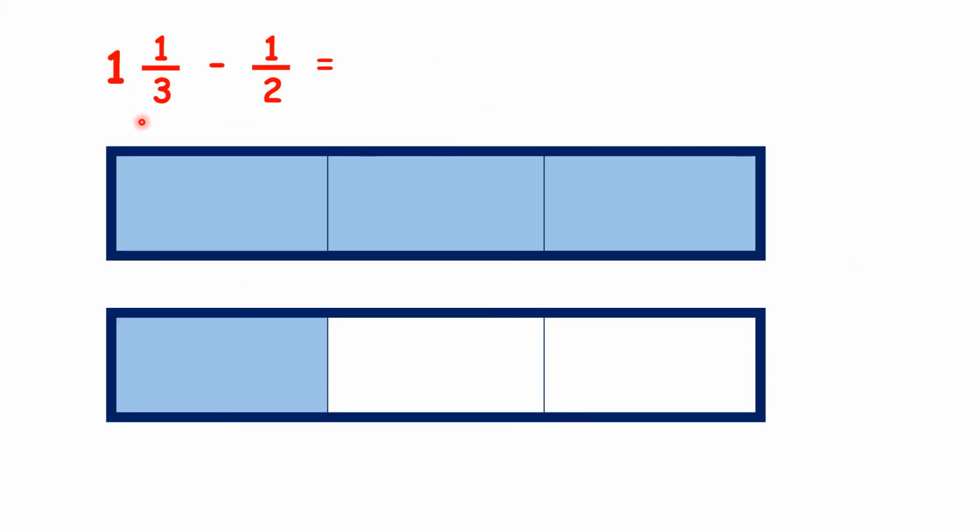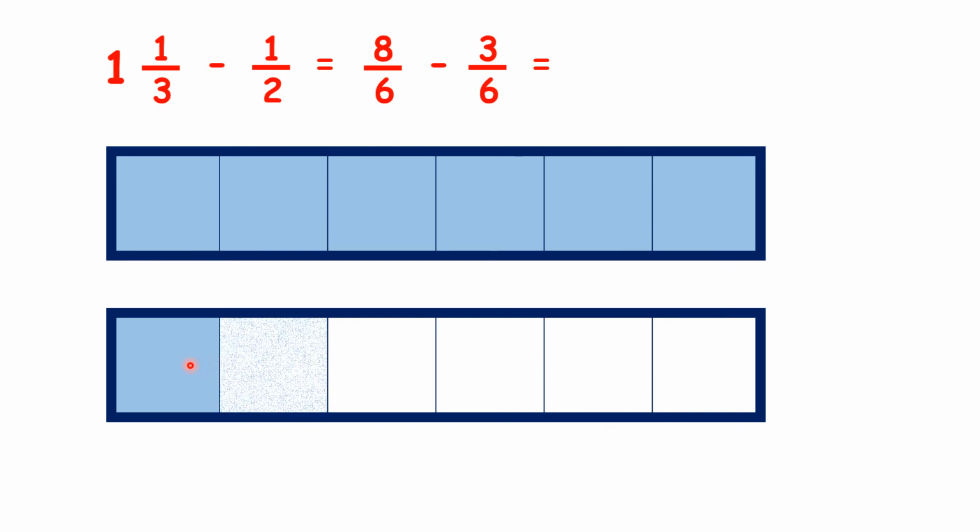So let's look at what we did. We started with 1 1/3. We took away half, and that left us with 5/6. Or to be more precise, what we really did was change 1 1/3 into 8/6. Then we worked out that 3/6 is the same as a half, so we took away 3/6 to give us our answer.